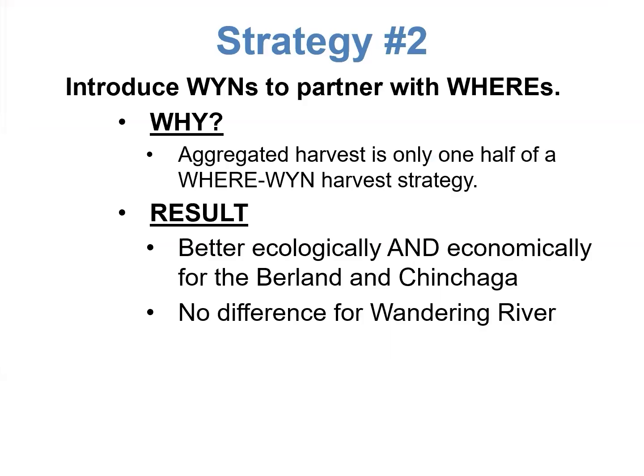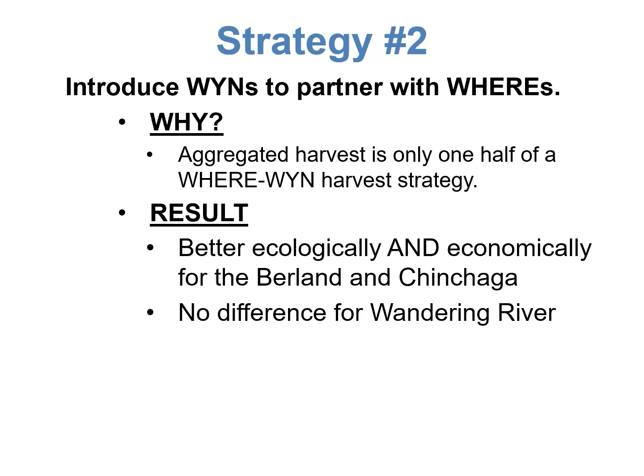Strategy number 2, the last one I'm going to talk about, the wheres and wyns. So far we're only talking about wheres, right? We're only talking about where you're going to put aggregation. What we tried next is to create some wyns. So we actually had to manually put them in the model and say, you're not going to harvest here for, I think we said 40 years. And we only did 1 round of it, but the results were really encouraging for the Burland and the Chinchaga.